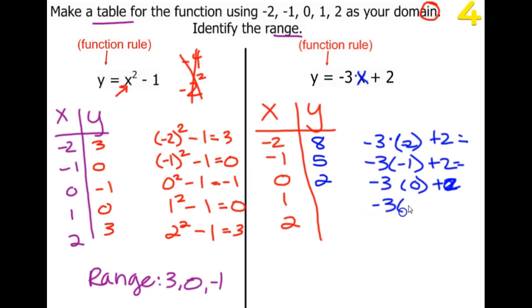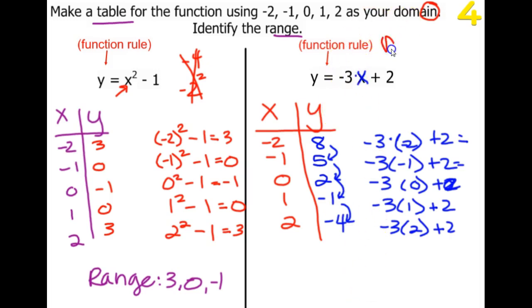Then negative 3 times 1 is negative 3, plus 2 more is negative 1. If you notice, we're just going down by 3 each time. So our next one, negative 3 times 2 is negative 6. Negative 6 plus a positive 2 is negative 4. And our pattern continued there.